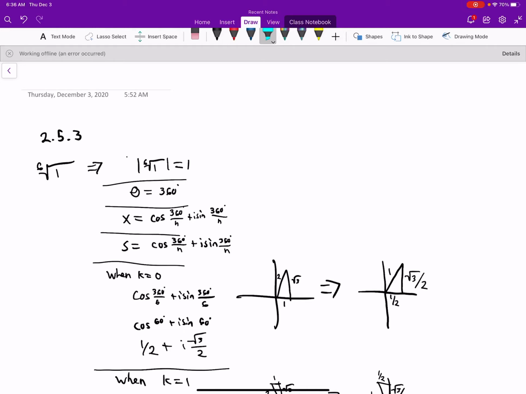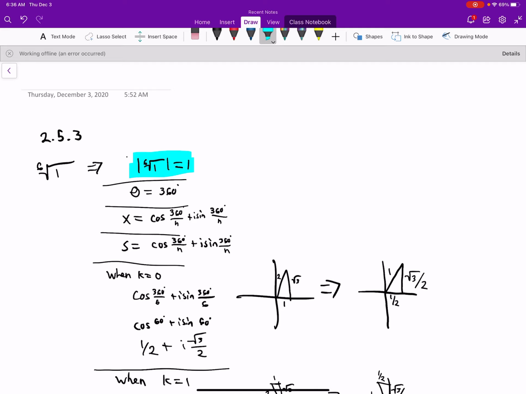Okay, I'm looking at 2.5.3, and we want to know all the elements of the sixth root of 1 with all their orders. So what I did first is just find the magnitude. Just did the standard method that I did on page, hopefully I can find it, on page 20.